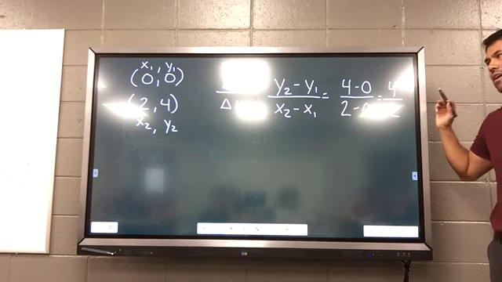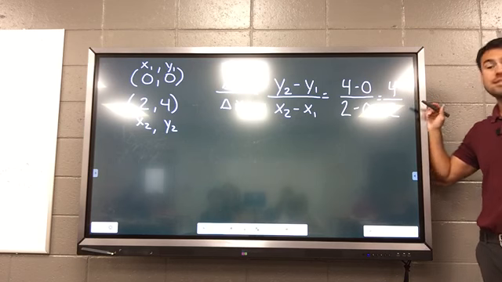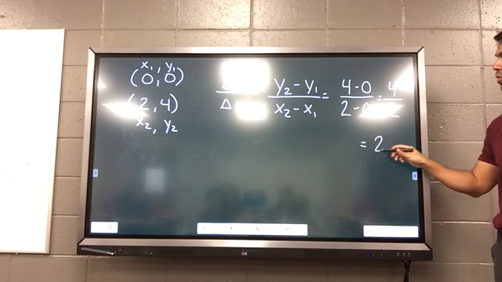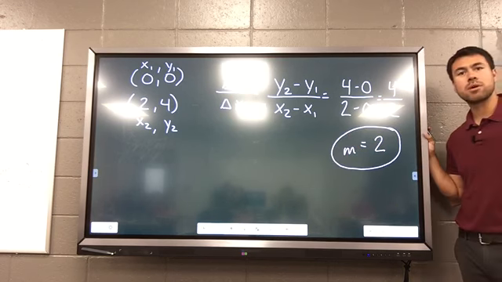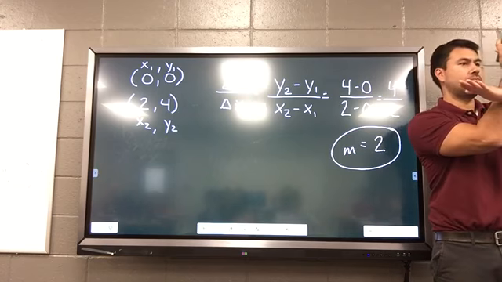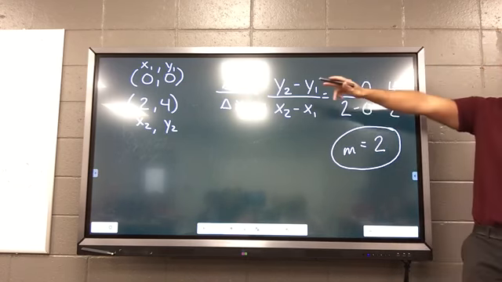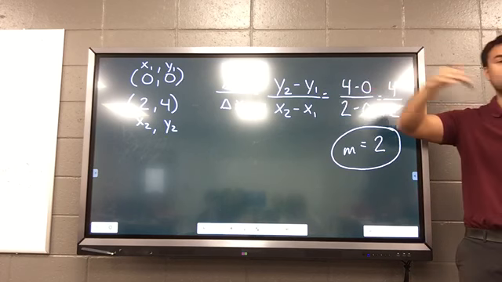Wait, what do you do with that? Simplify it, and what do you get? 2. Wait, is this what we got the first time working this problem out? So can you do it with the graph? Yes. Can you do it with the ordered pairs? Yes. Can you switch around if you wanted to?